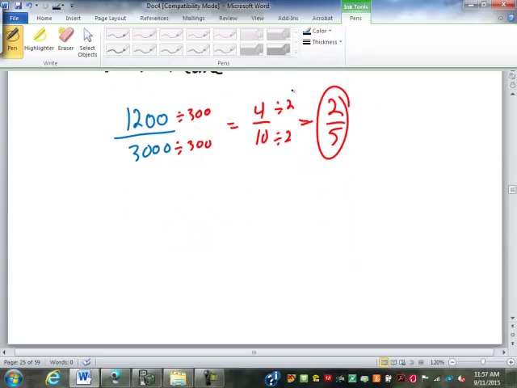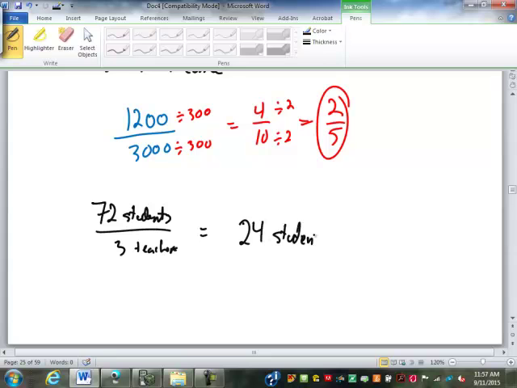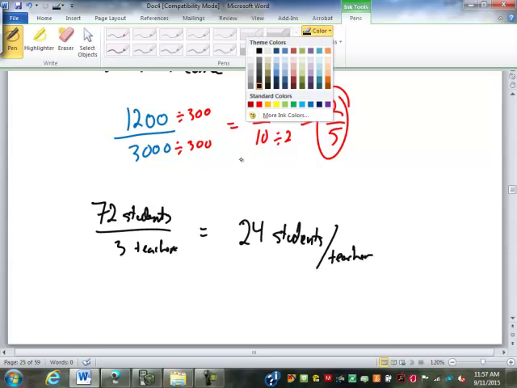You might have a student to teacher ratio. If you have 72 students, 3 teachers, that reduces to 72 divided by 3 is 24 students per teacher. And there's ratios all around us.